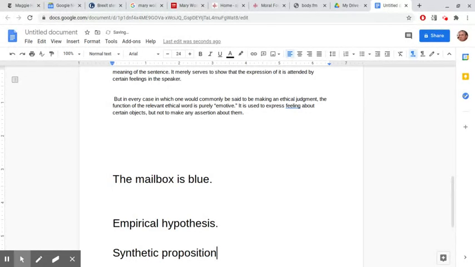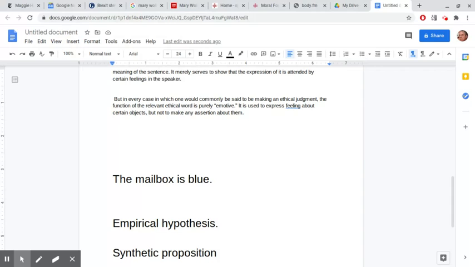Being a mailbox and being blue. Mailboxes could be any color. They just happen in the United States to be blue. So this mailbox is blue. It's a synthetic proposition. That is, two things which don't necessarily go together, being a mailbox and being blue, are put together. And because of that, it's what he calls an empirical hypothesis, meaning we have to see whether it's true or false, we have to look. We have to actually verify or disverify, or to prove or to disprove the truth of the claim. We have to look at the world.